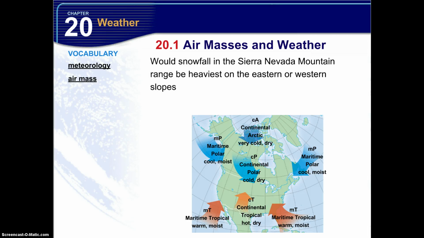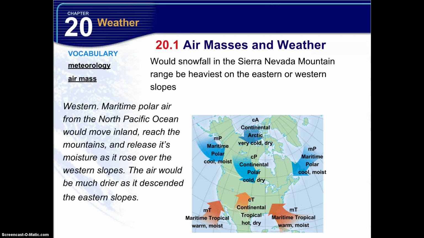Now, would snowfall in the Sierra Nevada mountain range be heaviest on the eastern or western slopes? This is where we have to look into leeward and windward and bring that back from the last part of the unit. If you said western, you're right on. That MP air from the North Pacific Ocean would move in towards the Sierra Nevadas. When it reaches the mountains, it releases its moisture as it rises over the western slope. The air would be much drier as it descended down the eastern slope. That's called the leeward side of the mountain, and it'd be really dry with not much vegetation on that side.